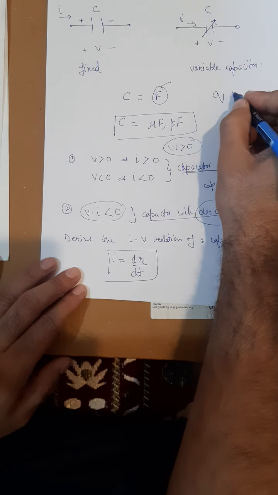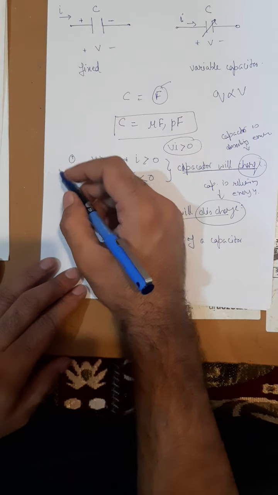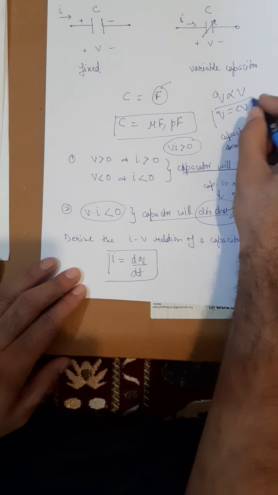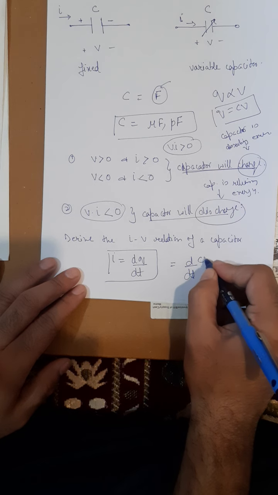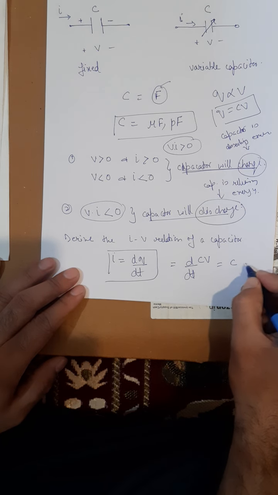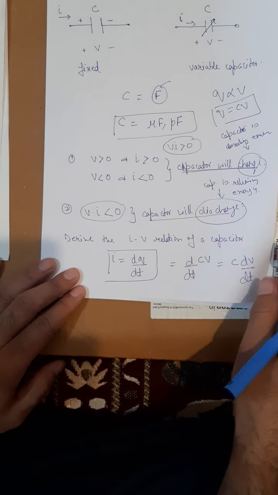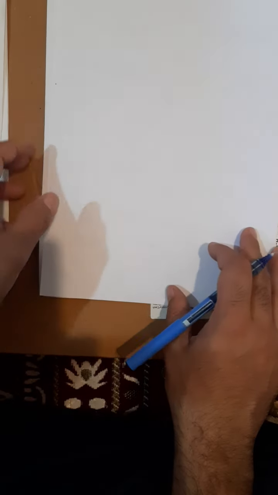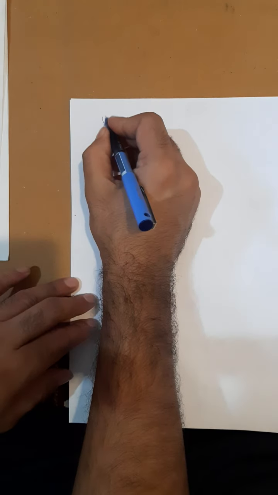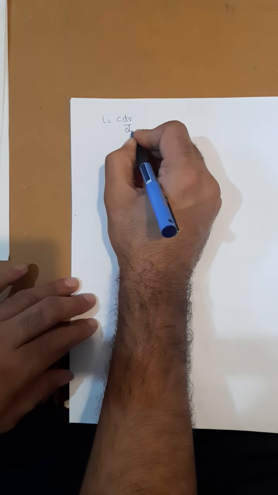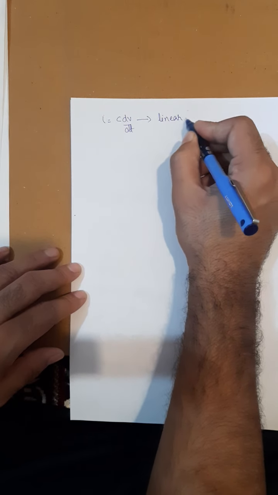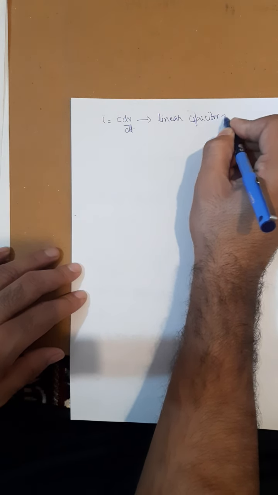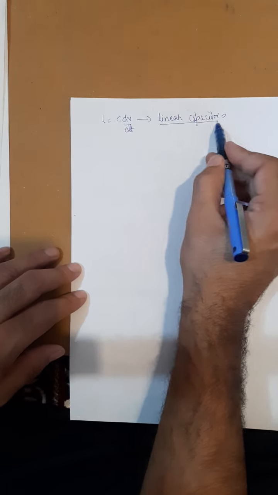And what is q? Q is directly proportional to V here. Okay, so I can write q is equal to cv. From here I can substitute q, so I can write d by dt of cv. So C is constant, I can write C dv by dt. So I am writing that I is equal to C dv by dt. The capacitors which exhibit this relationship are called linear capacitors.